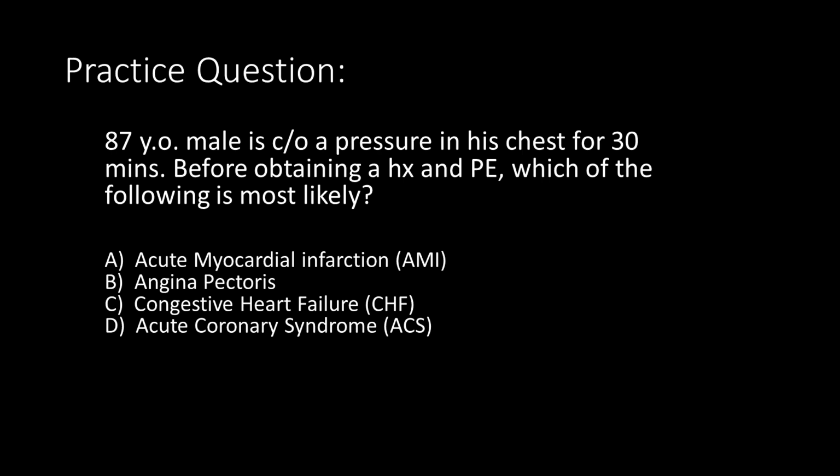So here's a practice question. An 87-year-old male is complaining of a pressure in his chest for 30 minutes. Before obtaining a history and physical examination, which of the following is most likely? A, an acute myocardial infarction, B, angina pectoris, C, congestive heart failure, or D, acute coronary syndrome? Well, since you're not sure at this point whether it's an AMI or angina or congestive heart failure, the correct answer here is acute coronary syndrome, ACS.